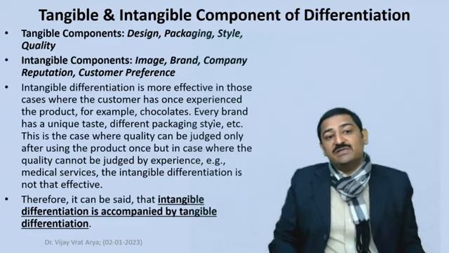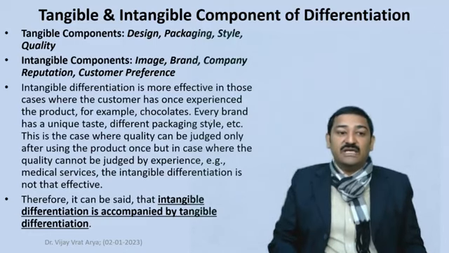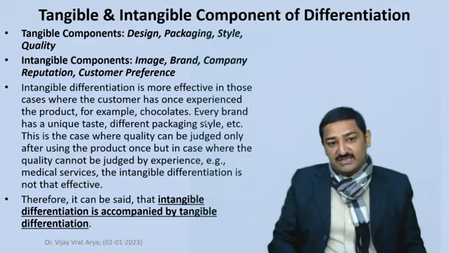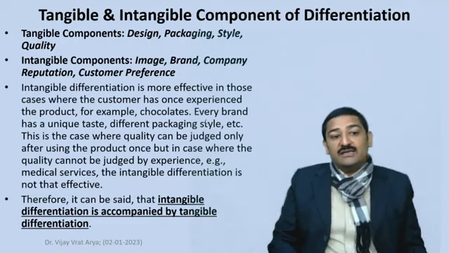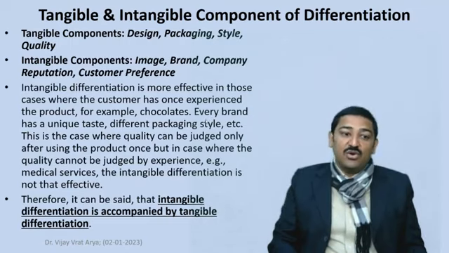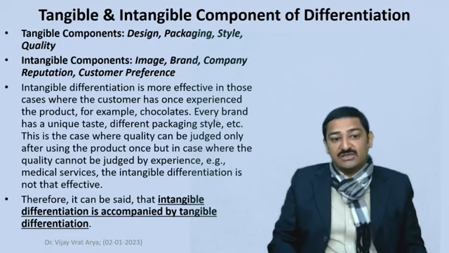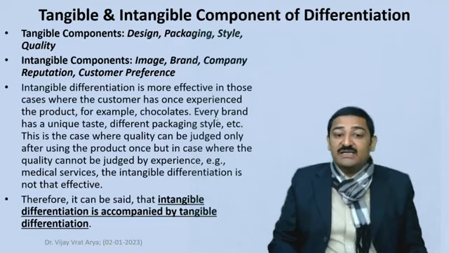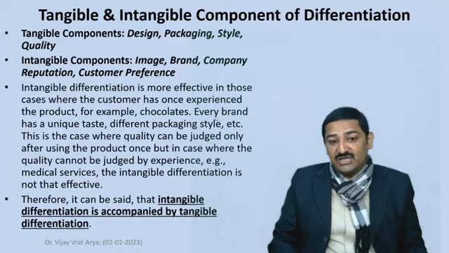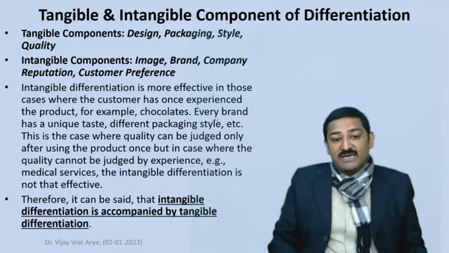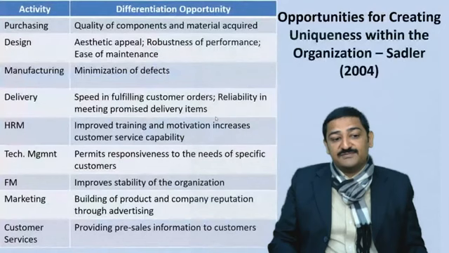Here, the intangible differentiation is more effective in those cases where the customer has once experienced the product. For example, the case of chocolates. Every brand has a unique taste, different packaging style, and this is the case where quality can be judged only after using the product, that is chocolate, once. But in a case where the quality cannot be judged by experience, we can take the example of medical services. The intangible differentiation is not that effective in such a case. Therefore, it can be said that intangible differentiation is accompanied by tangible differentiation.